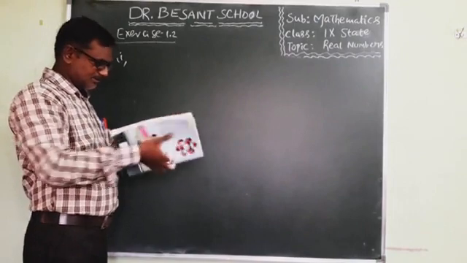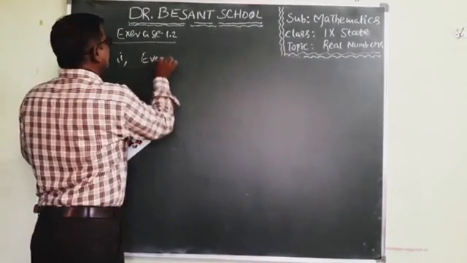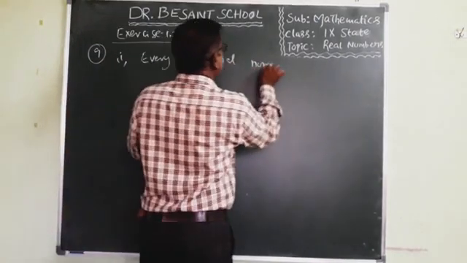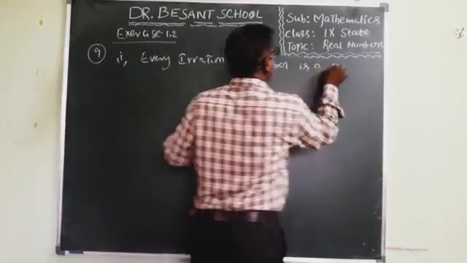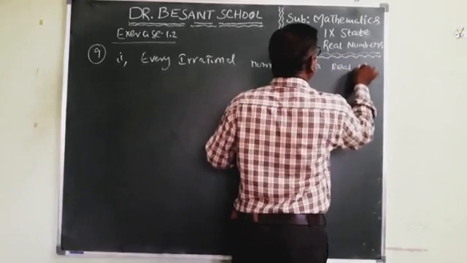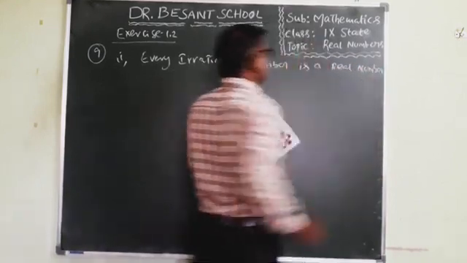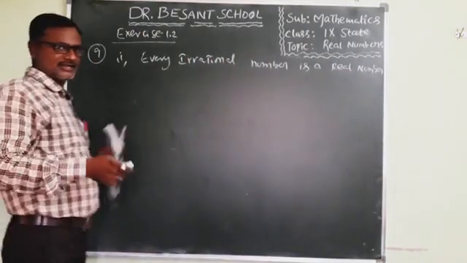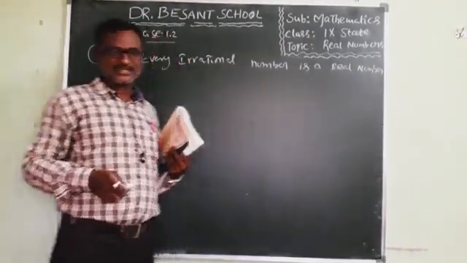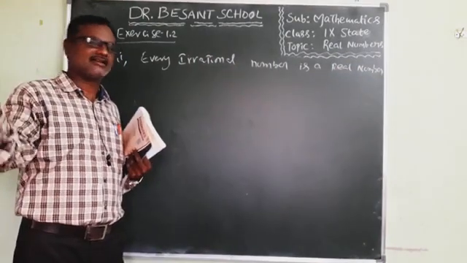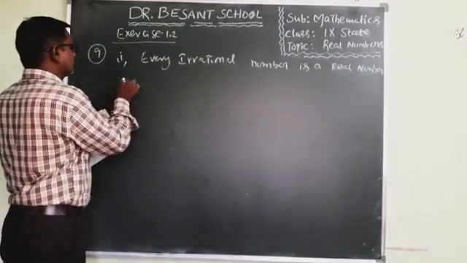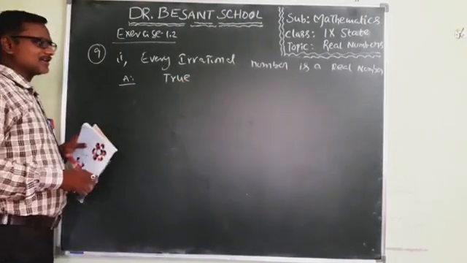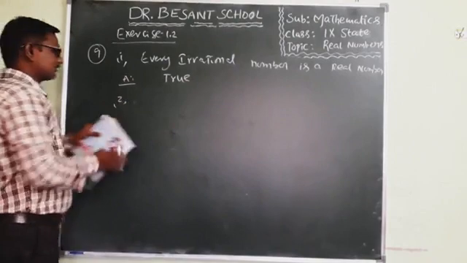First one, every irrational number is a real number. Once you verify, is it right or wrong? Is it true or false? Yes, true only. Combination of rational and irrational numbers are real. So every irrational number is a real number. So what is the answer? True. Come to the second one.